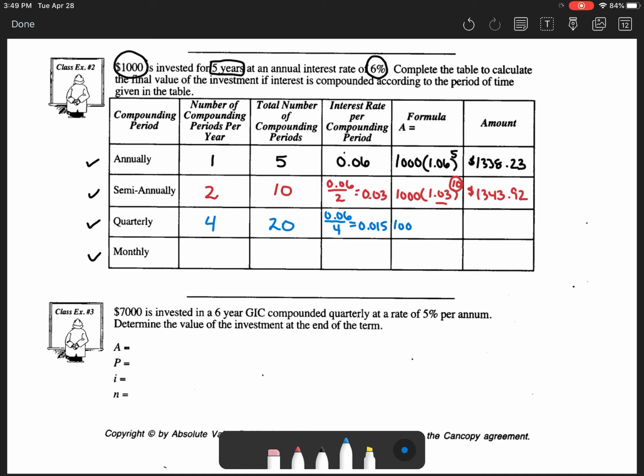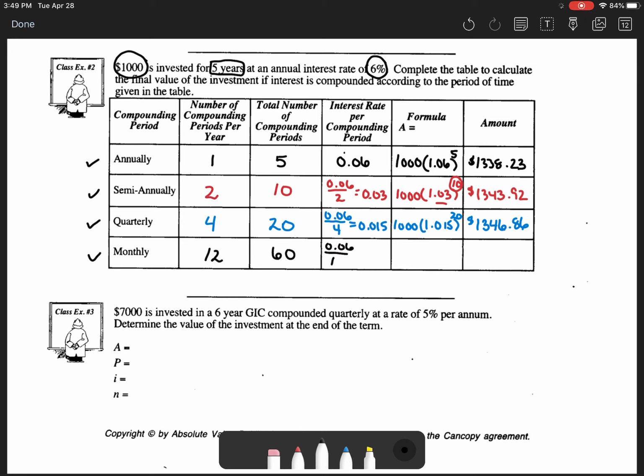Again, my interest rate, they're giving me 6% for the full year, but I'm collecting interest 4 times a year, so I got to divide that by 4, and that will be 1.5% or 0.015. So when I do my calculation, it's going to be 1,000 times 1 plus 0.015, and then to the exponent of 20. Okay, so again, 1.015 to the exponent of 20 times 1,000. This will give me a total of $1,346.86.